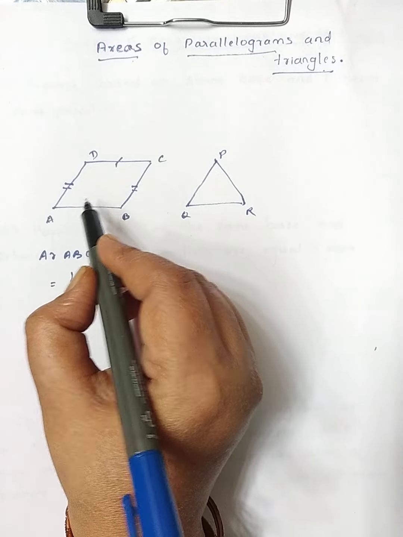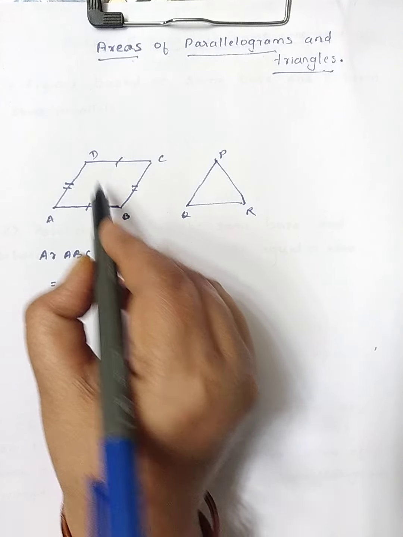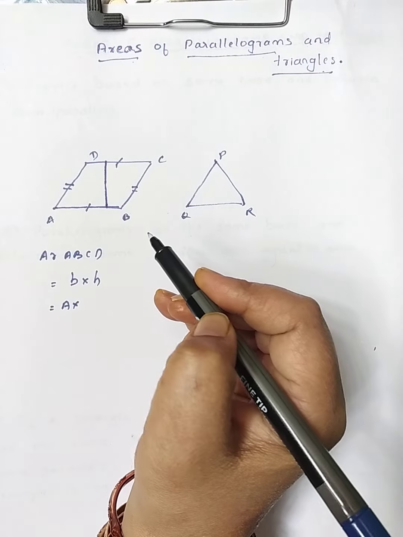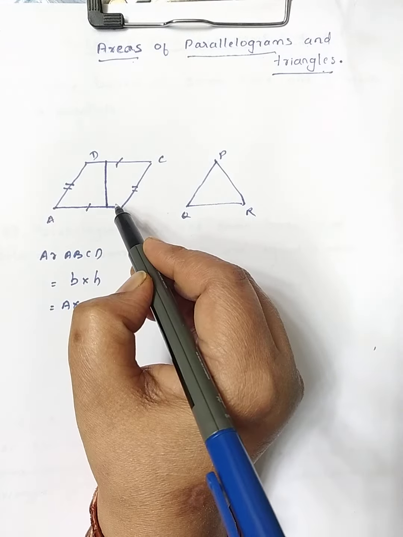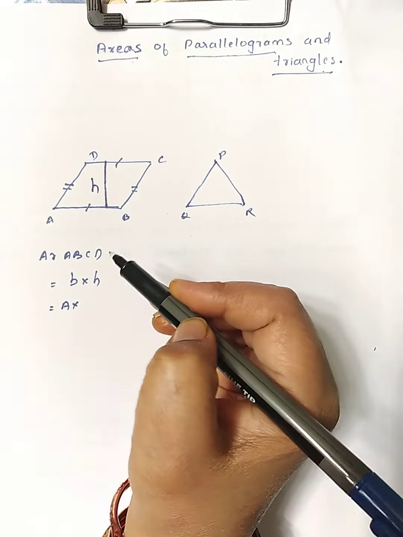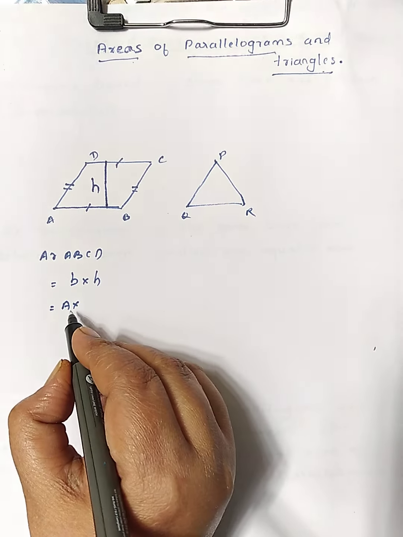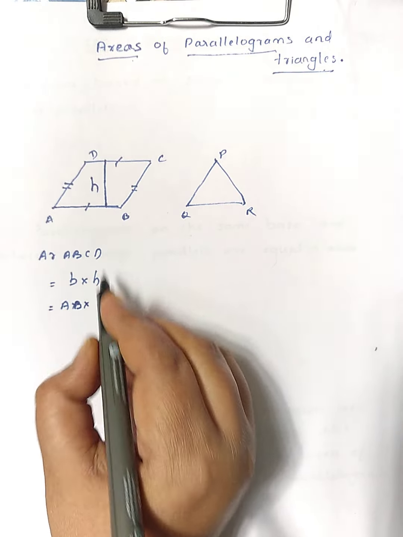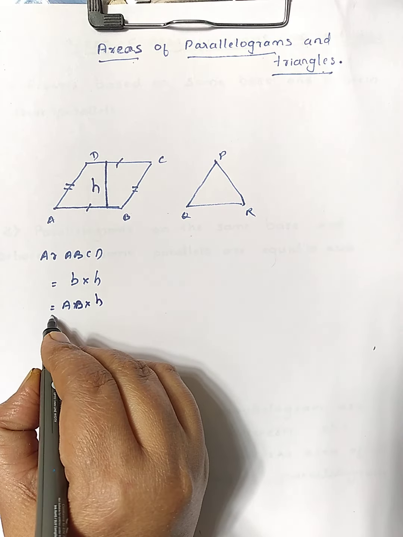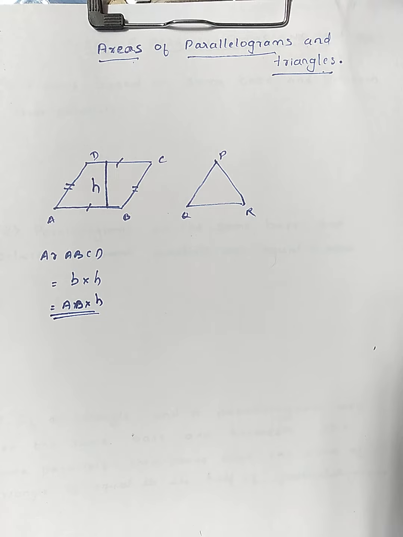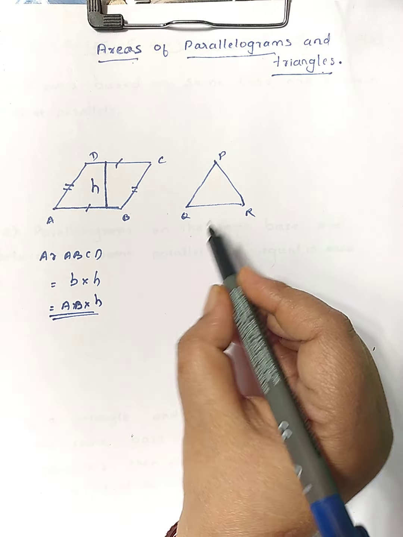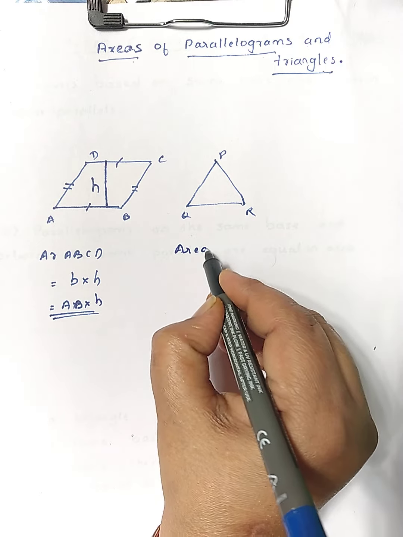If we draw a line perpendicular to the opposite side between the parallel lines, here these are two parallel lines, so this is H. So AB into that is height. So this is the parallelogram area.